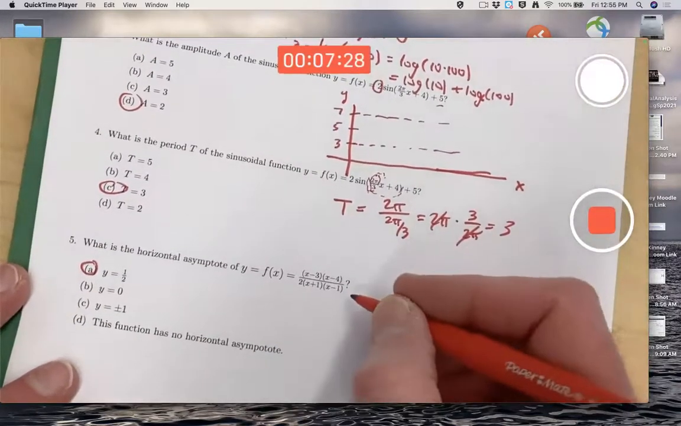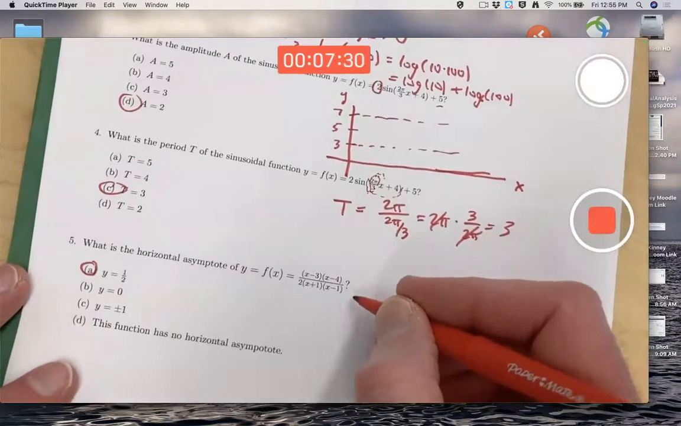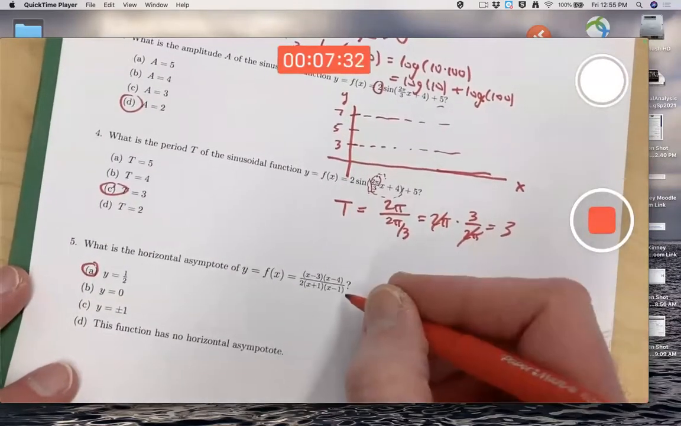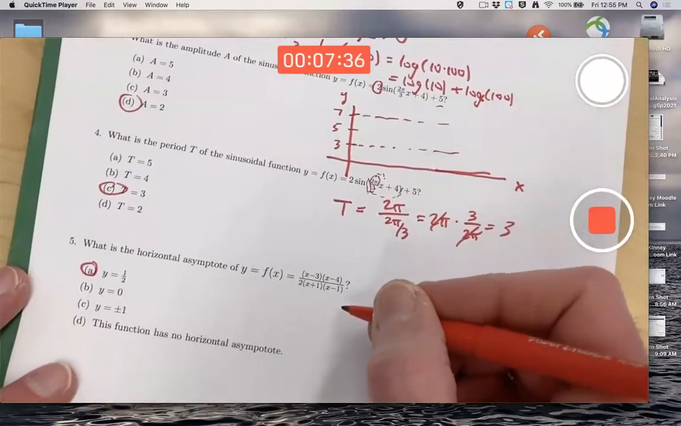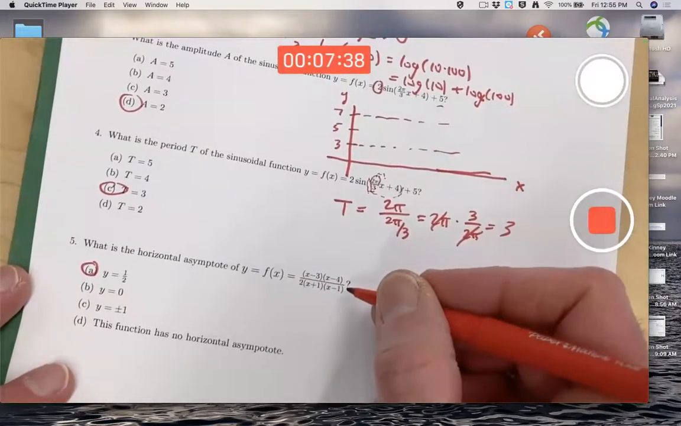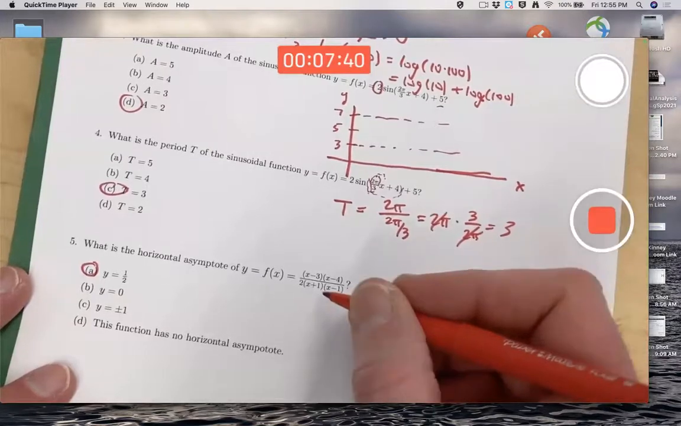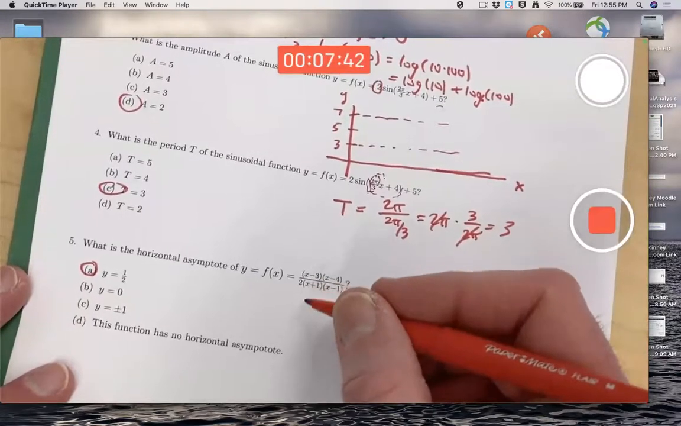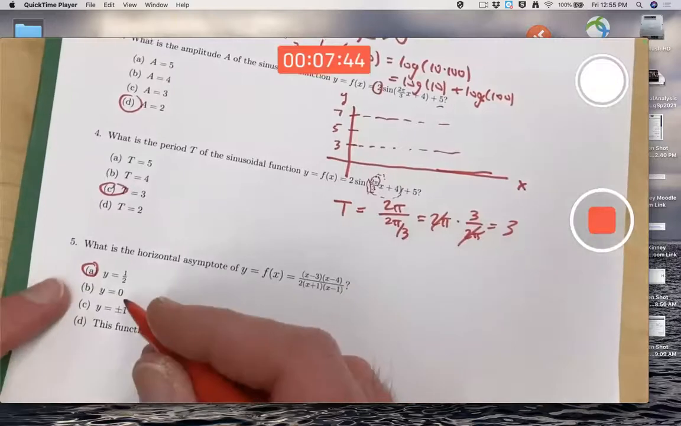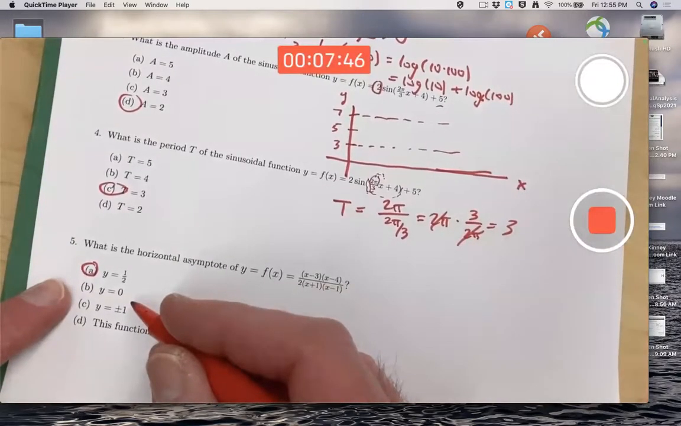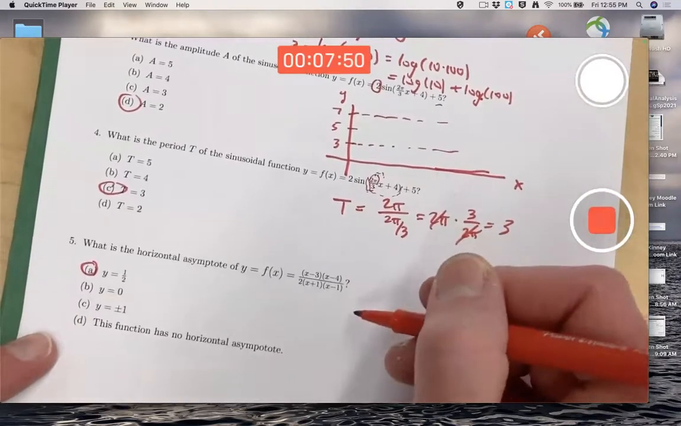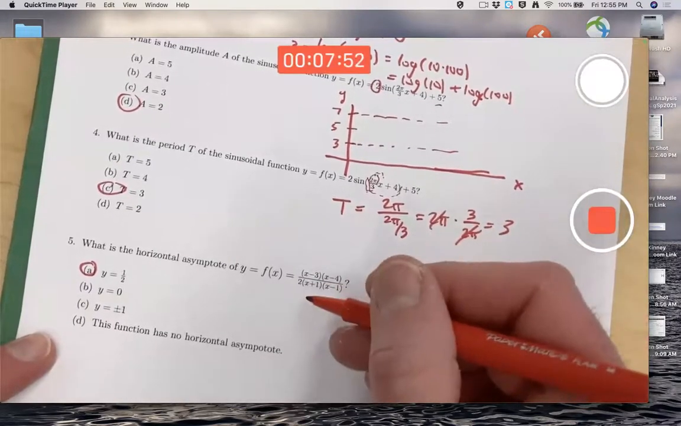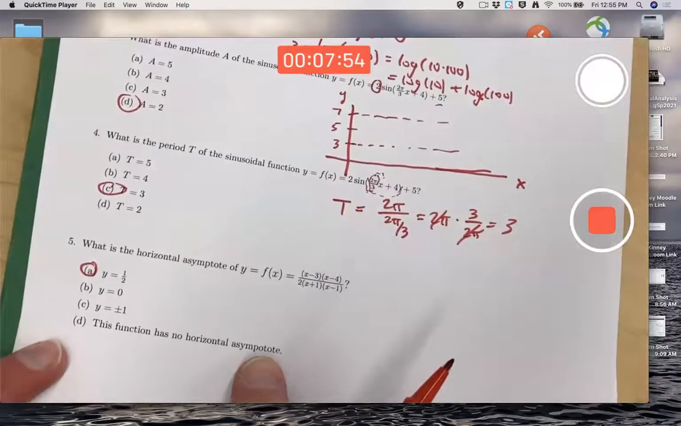If I added an extra factor down here, like an x minus 3 or x plus 3, I don't want to cancel the x minus 3s, to make the bottom have a higher degree than the top, then in spite of the fact that the coefficients of the highest powers are still 1 and 2, the answer would be y equals 0. And if I made the degree of the top bigger than the degree of the bottom, no matter what those coefficients are, the answer would be it has no horizontal asymptote.